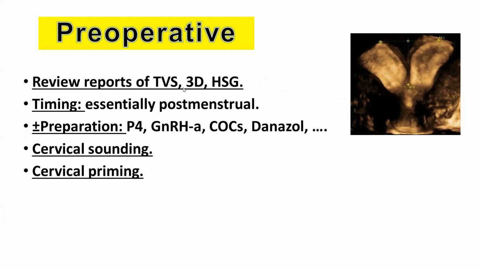And you have to review the ultrasound report of your patient, HSG or 3D, because if you find a big septum by these reports and you go through the hysteroscope and find a small septum, you have to think, where is the septum? You may be in a false passage or in a wrong place. So you have to correlate between the ultrasound, HSG, and diagnostic hysteroscopy findings.